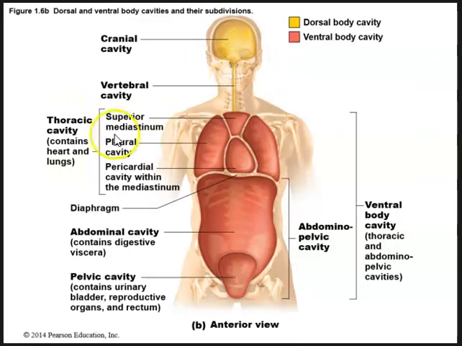So here we see the thoracic cavity, again having those cavities that contain the heart and lungs. We have that muscle, the diaphragm, separating the thoracic cavity from the abdominal pelvic cavity. And again, the abdominal cavity contains digestive organs, and the pelvic cavity contains the urinary bladder, reproductive organs, and the rectum. And all these red areas are part of the ventral body cavity, or the body cavity that is more anterior to the body.